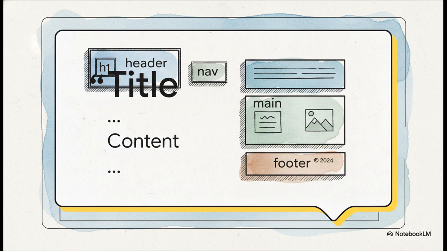There's a header at the top holding our main heading. We have a nav element for our menu links. The main element wraps our core content, the paragraphs and the image. And down at the bottom, a footer for that copyright info. It may be simple, but this is a perfectly structured, meaningful web page.